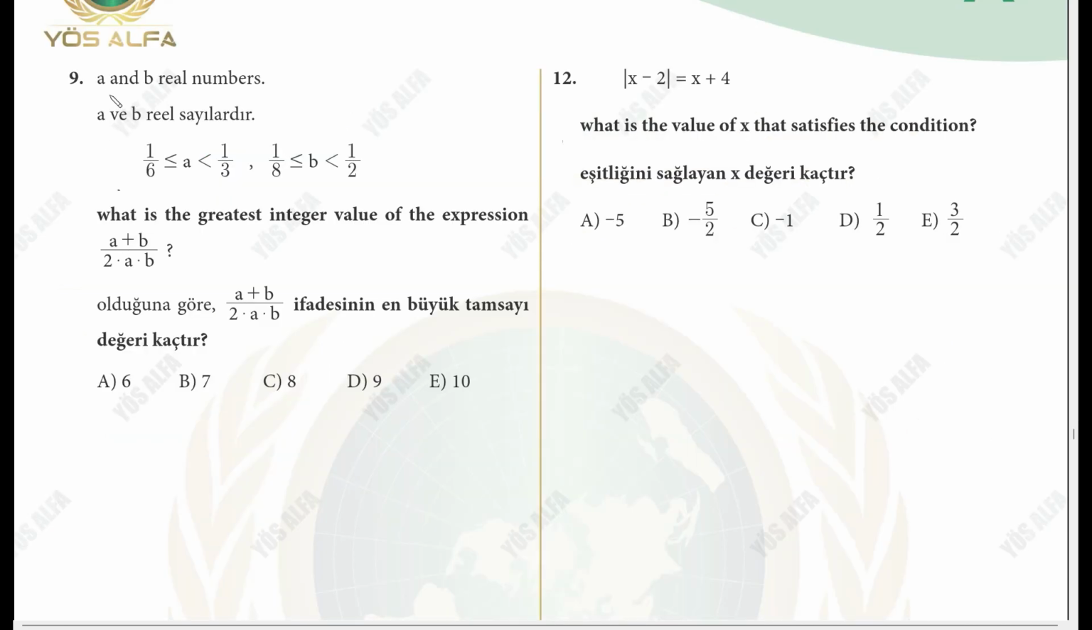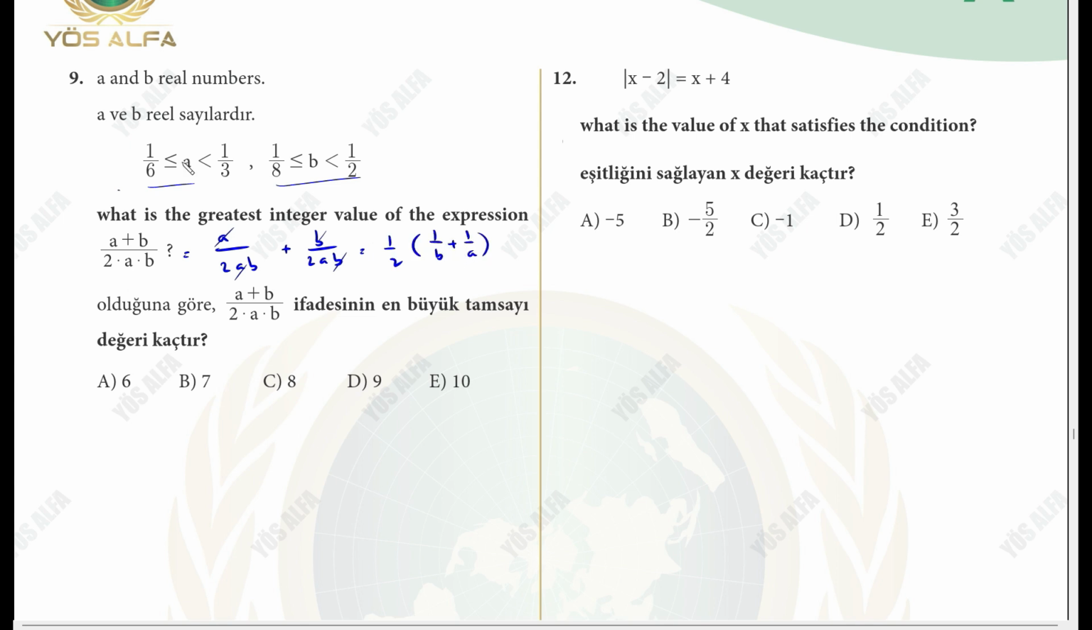Number 9. a and b are real numbers, and this is given, and that is given. What is the greatest integer value of the expression? So I try to change this expression to this one: a over 2ab plus b over ab. So a's cancel out each other and b's cancel out each other too. So the result is 1 over 2 times (1 over b plus 1 over a).